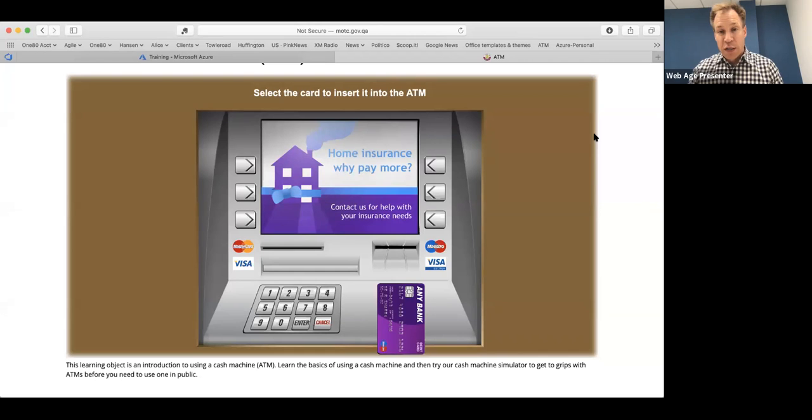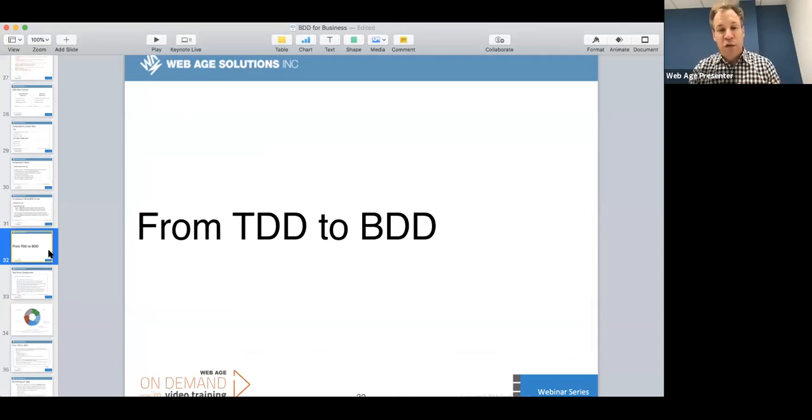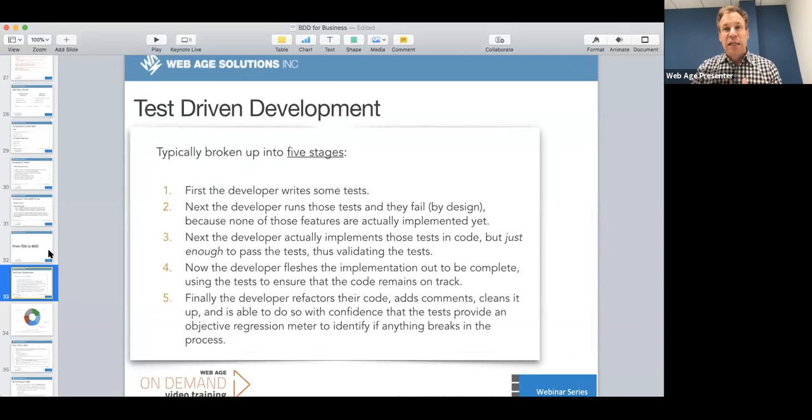All right, so I want to talk a little bit about test-driven development here real quick, because it's important to understand where we're coming from, and I want to make sure we don't have a misunderstanding. Test-driven development is a development practice that developers have used for a long time, in which they write tests to test the code that they've written.